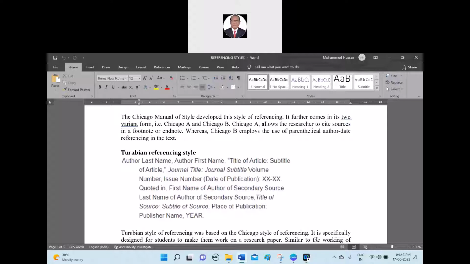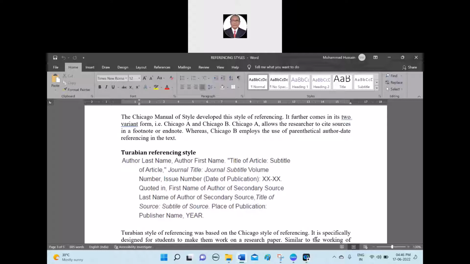Here they put the title in double inverted commas. You can keep the double inverted commas, but the present style is no double inverted commas, only italics. Don't write the double inverted commas; write in italics, because that is the present way of writing. So write italics, and of course he has given the journal title, the journal subtitle, and the volume number.